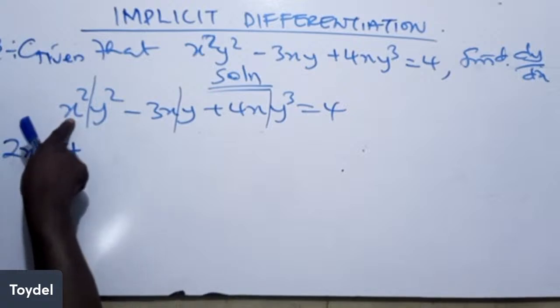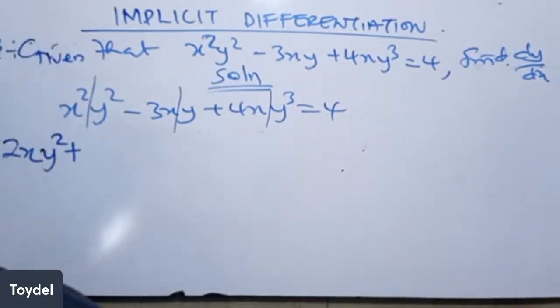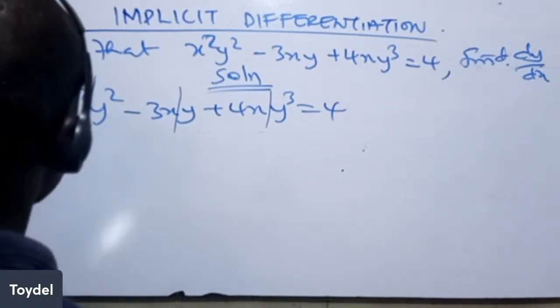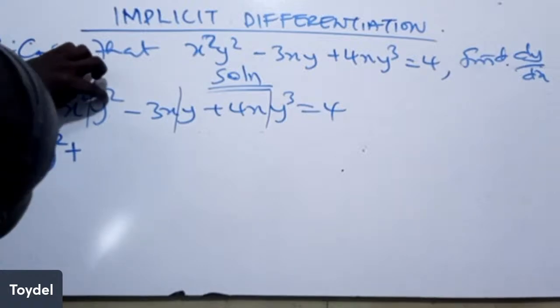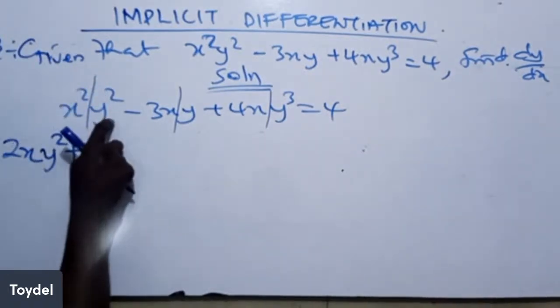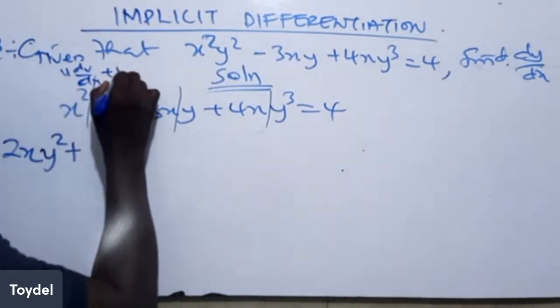Plus, I'll come back and pick this. I've differentiated this, I pick this. I'll come back and pick this, and I'll differentiate this. Please, I want us to look at it very well. When I differentiate this, I pick this. I will not differentiate this. I'll pick this. When I differentiate x squared, I have 2x. Then that is when you have u dv/dx plus v du/dx.